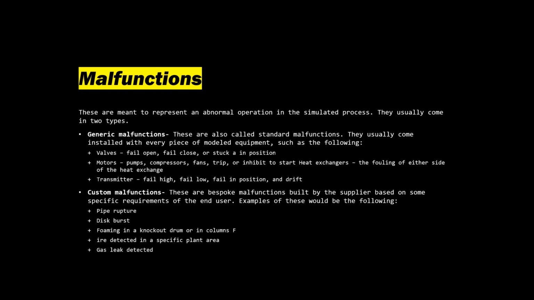Okay, this is for the generic simulator, but for a custom simulator, they can do a lot of things. We call it bespoke malfunction, which is custom malfunction. For example, a pipe rupture. Can a pipe rupture? And what is the corresponding temperature for the whole plant? With this burst, can there be fire detected at a specific plant area?